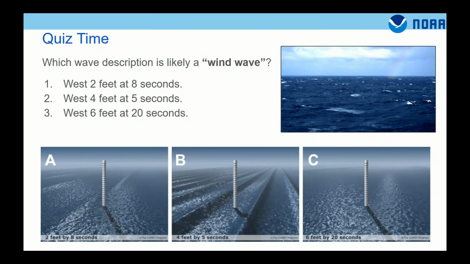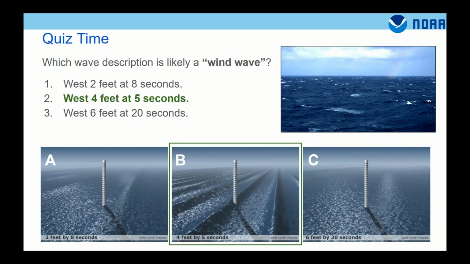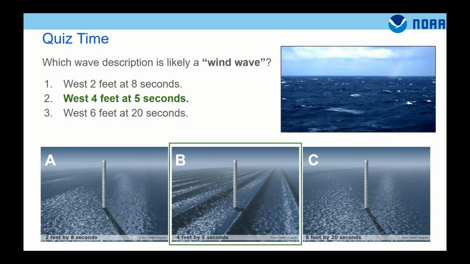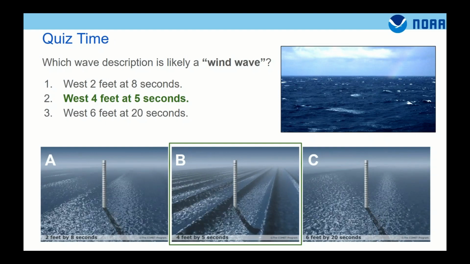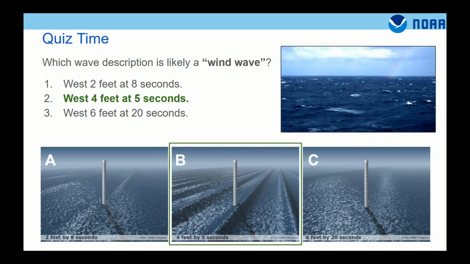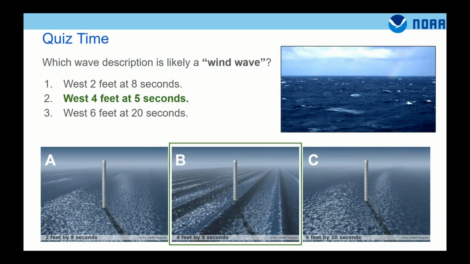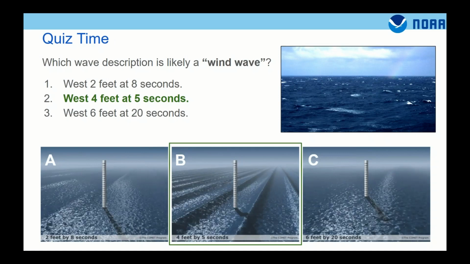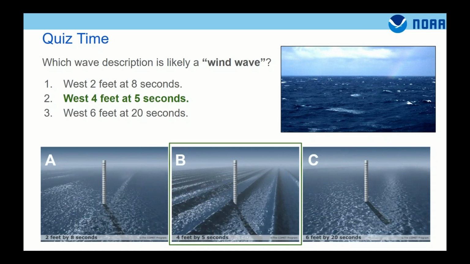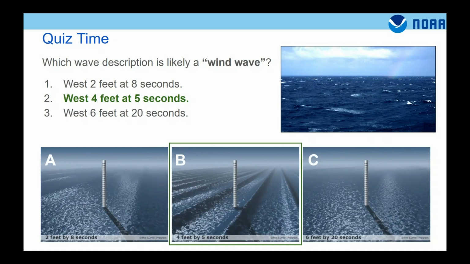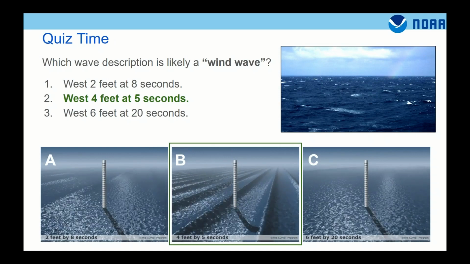Okay, let's look at the answer. The most likely wind wave of these 3 is number 2, or letter B in the animation. West 4 feet at 5 seconds. Numerically, you can look at that and key in that the wave height value 4 is very close to the period value of 5, which shows that these waves are very close together, rather steep, and most likely a wind wave.